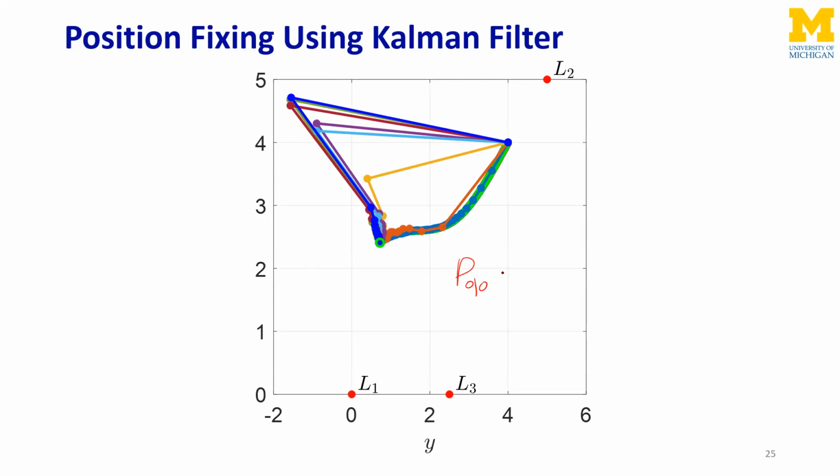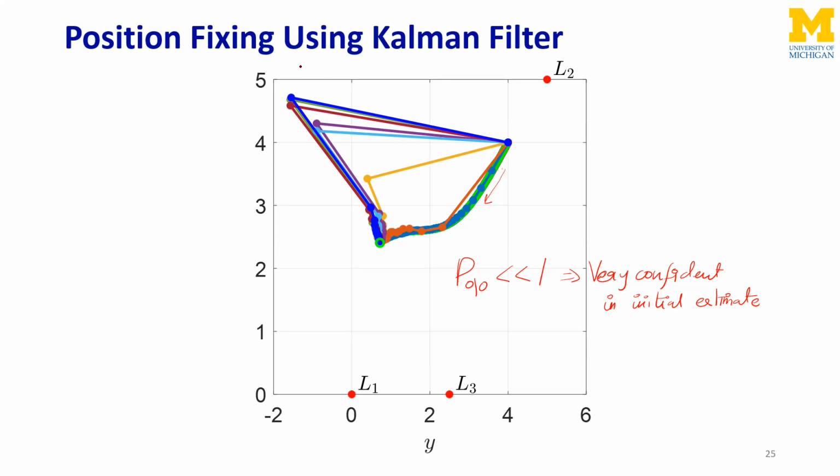If P naught is very, very small, this means that we are very confident in our initial estimate of the position. Of course, we are going to use the measurements and improve our estimate, but it's going to be very, very slow. You see almost all the data points very slowly go along this trajectory.